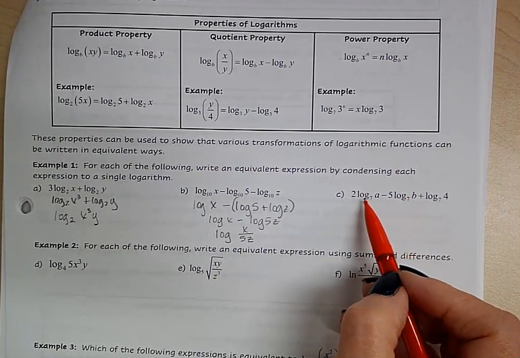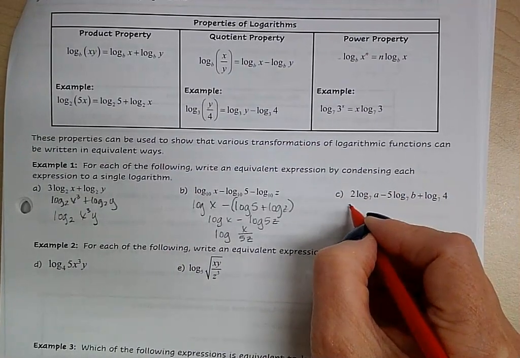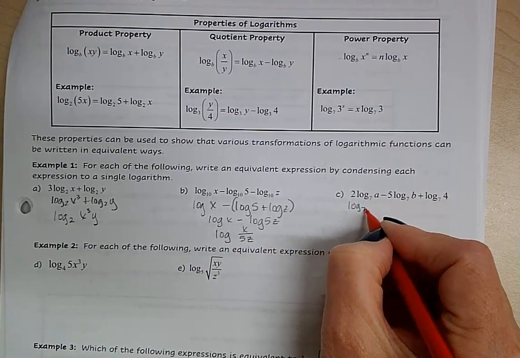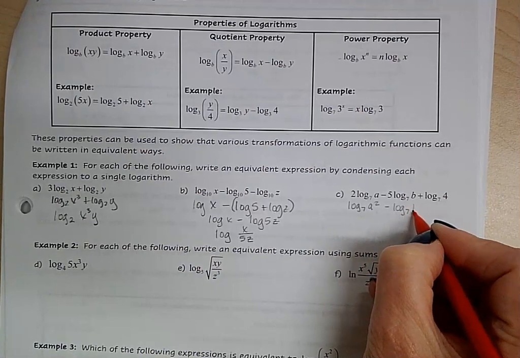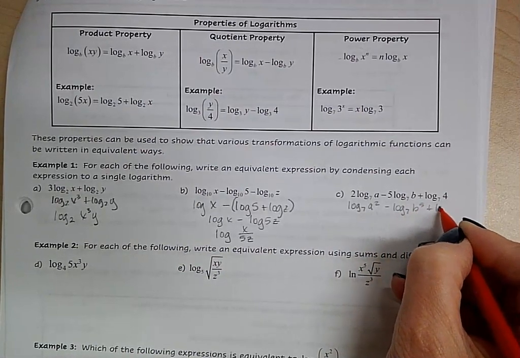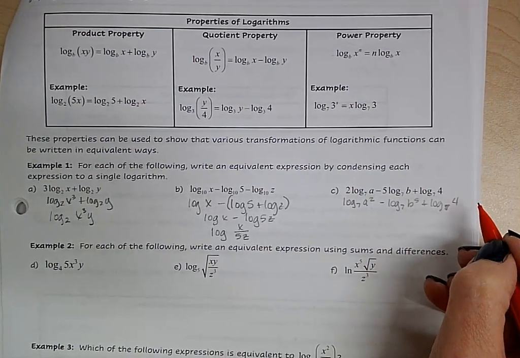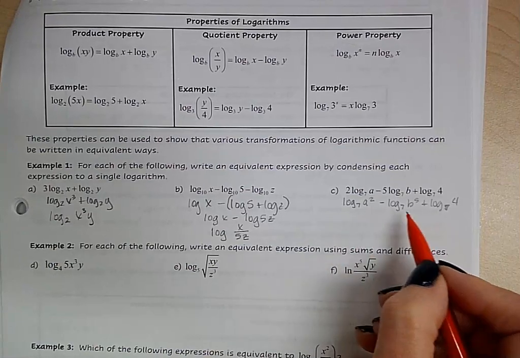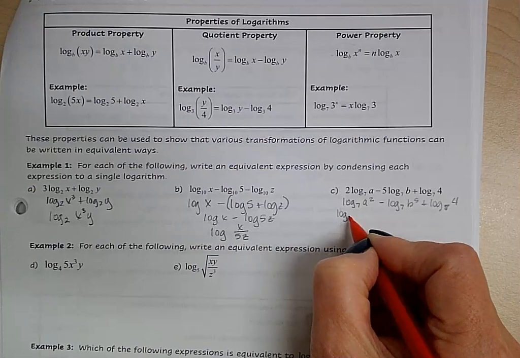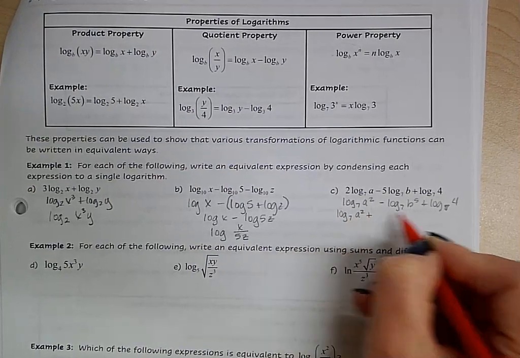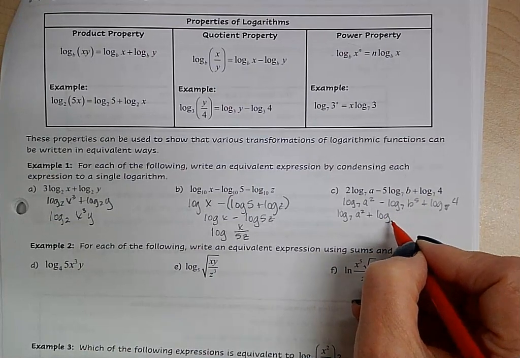Right here, again, before I do any of my other manipulations, I'm going to convert my coefficients into exponents. I'm going to get log base 7 of a squared minus log base 7 of b to the 5th plus log base 7 of 4. Now, hopefully you'll recognize this, I'm going to go ahead and reorder the equation, but you might not need to do that. I noticed that I have addition, so remember addition is commutative, so I can move it.